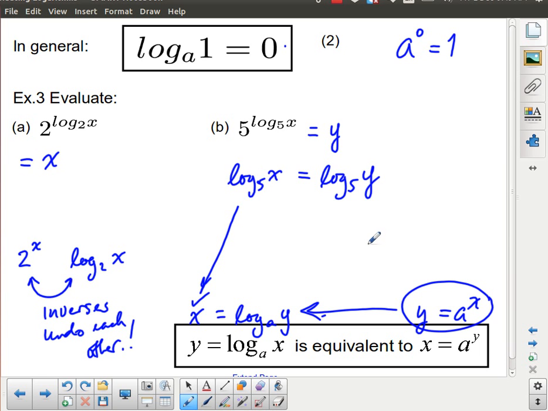But if we take a look at this, we've got log to the base 5 of x equals log to the base 5 of y. Well, what does that tell me? That tells me that x must be the same thing as y.